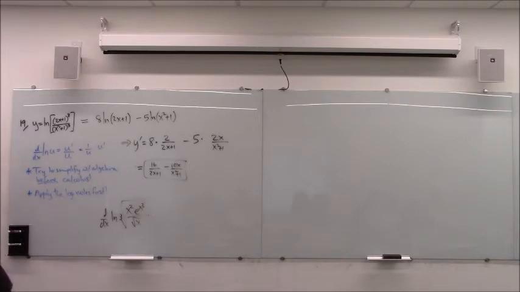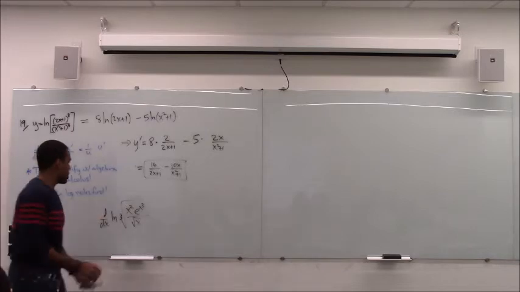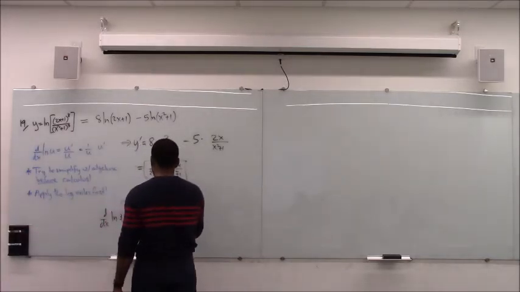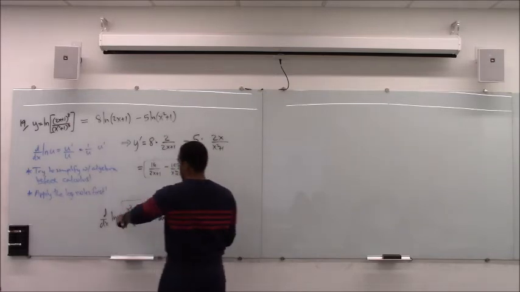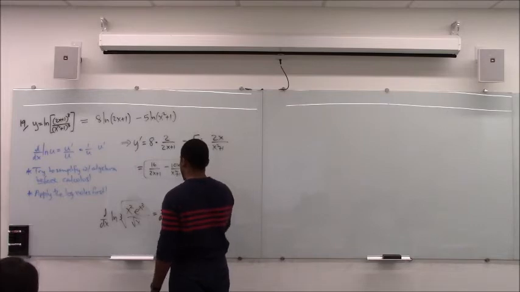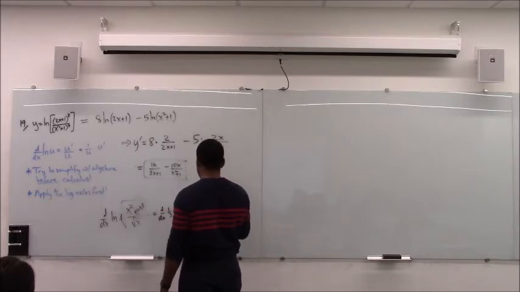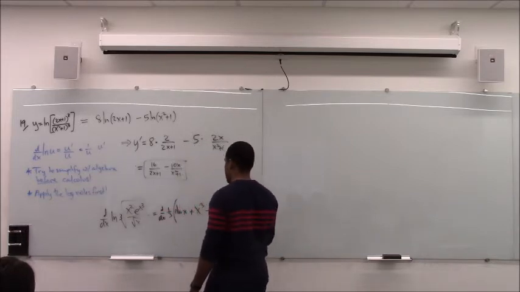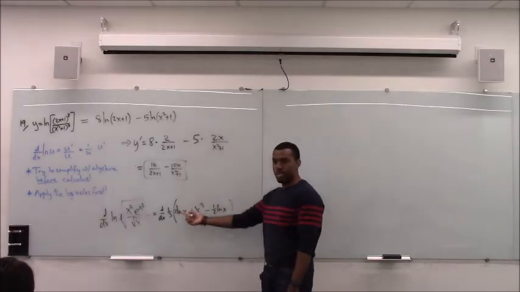With the log rules here, this would be like the derivative of 1/3, because you bring down the third power, of 2 ln x plus x cubed minus 1/2 ln x, right? And that's super easy to do with each of these.